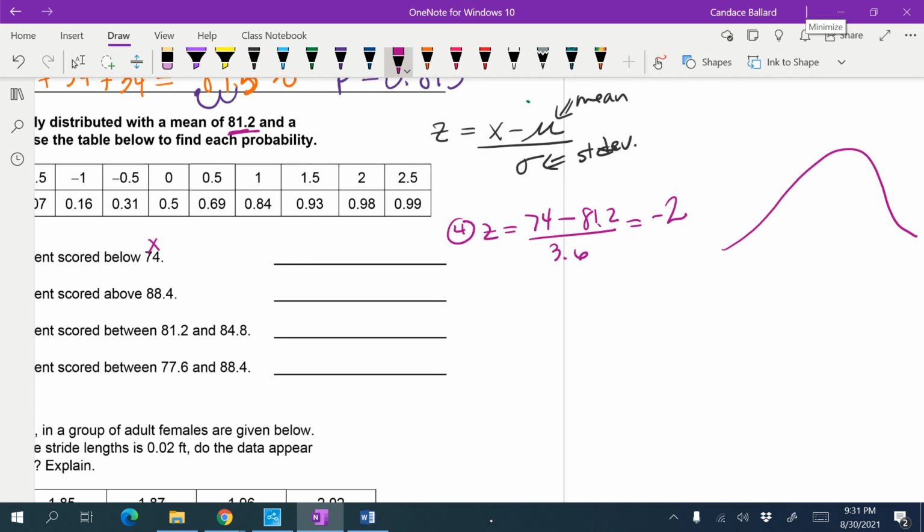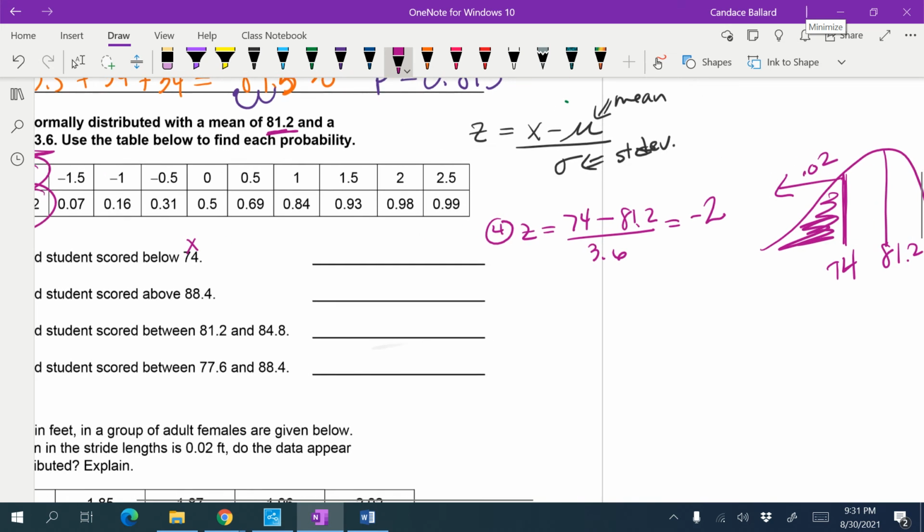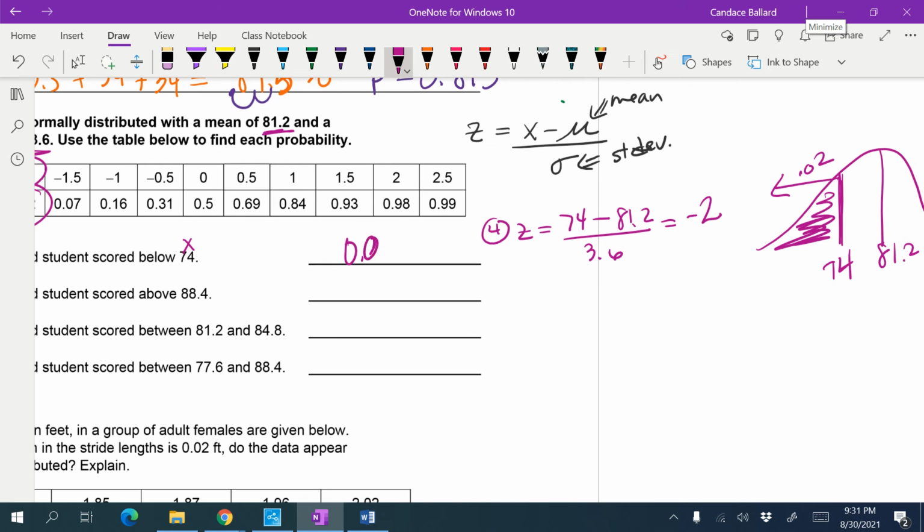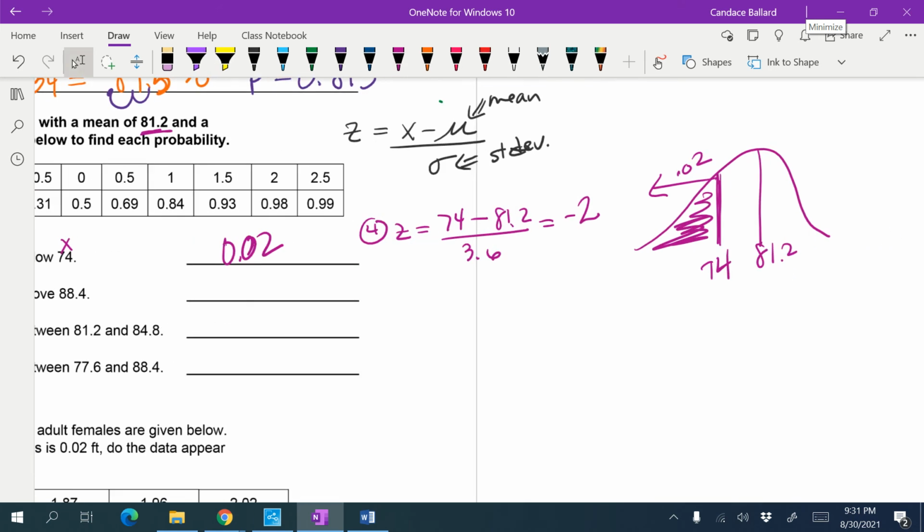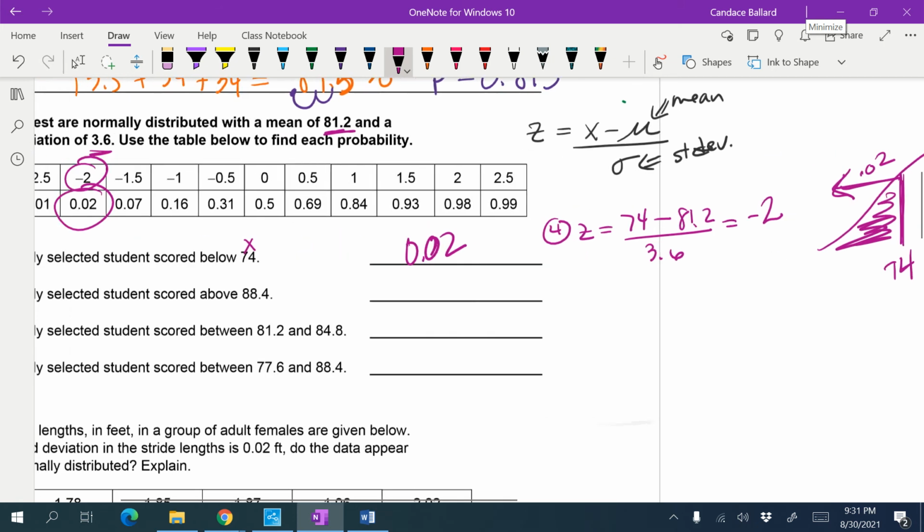If we're on the curve, we know the mean is 81.2. 74 is going to be down here somewhere. What it means is this down here, this value here from here out, the probability is 0.02. The problem we have with this calculation is it will only ever get us values that are below. In order to get values that are above, we're going to have to do something else. So that's what we're going to do in the next one.